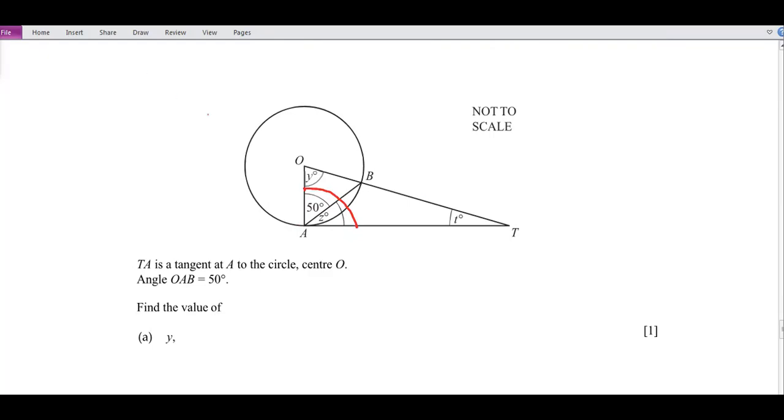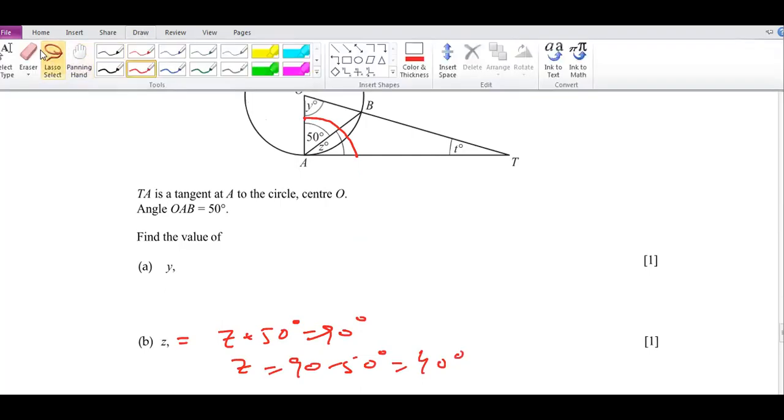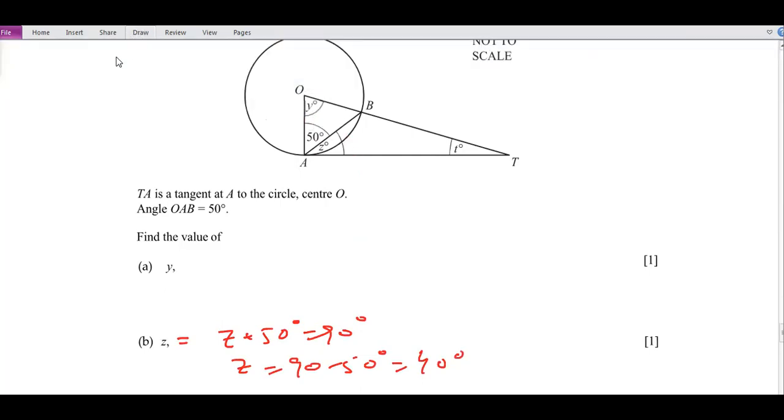If I first find z, because it has two parts. What is z? Z plus 50 should be 90 degrees. So z will be 90 minus 50, that is 40 degrees. Okay, we found that this angle z is 40 degrees. Why? Because OA is the radius, AT is the tangent, and the total angle between radius and tangent is always 90 degrees.